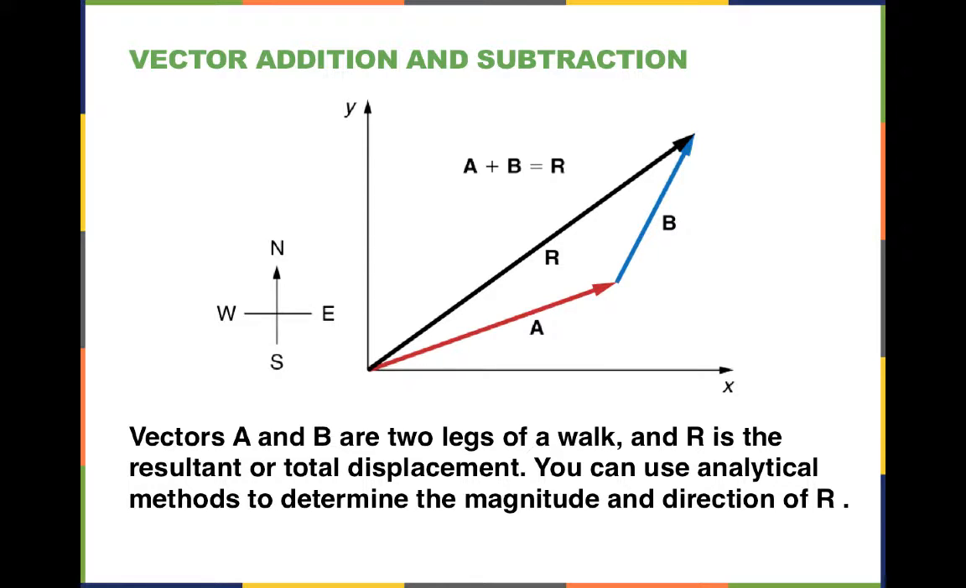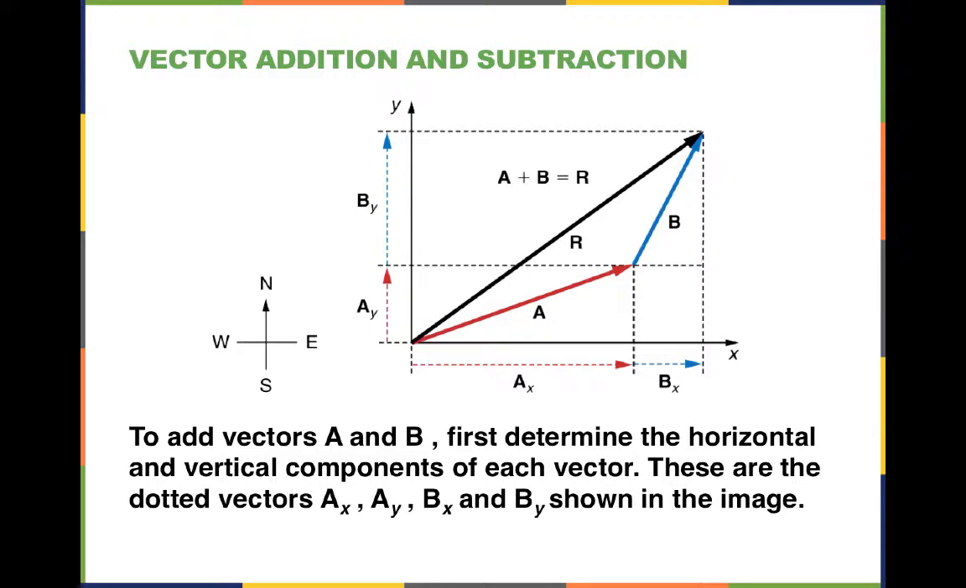Vectors A and B are two legs of a walk, and vector R is the resultant, or total displacement. And we know that vectors A and B added together by vector addition can form R. Now, with the graphical method, we would draw these to scale and use a protractor to get the angles correct, and then we would measure R and look at a protractor to see what the angle was. But you can also do this using analytical methods. And this shows you how to do that.